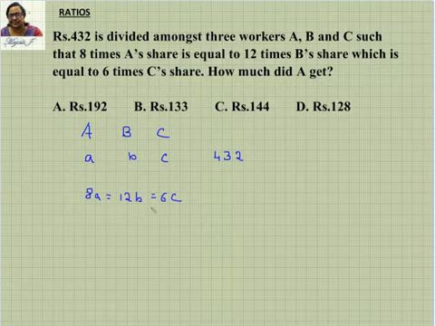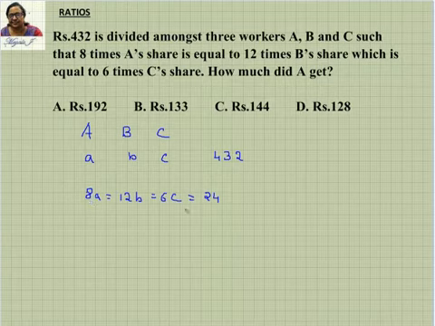How to find the ratios from this? Consider that all these are equal, so I'm going to equate this to another value, that is the LCM of the given constants: 8, 12, and 6. What is the LCM of 8, 12, and 6? That's 24. So just equate this to 24 and individually find out the values now.